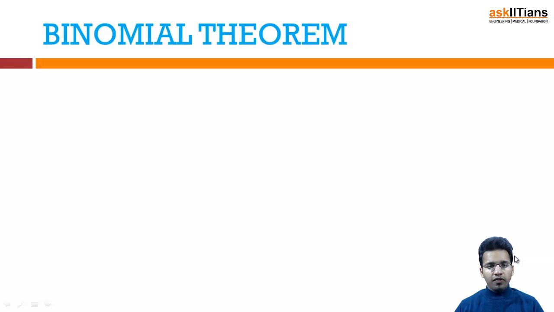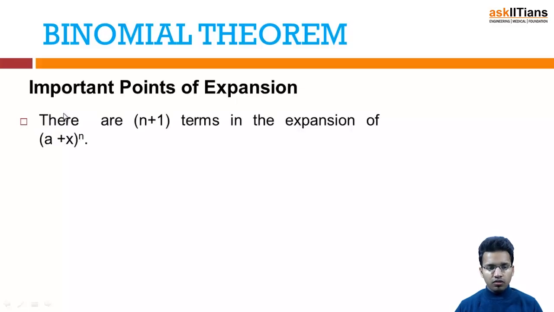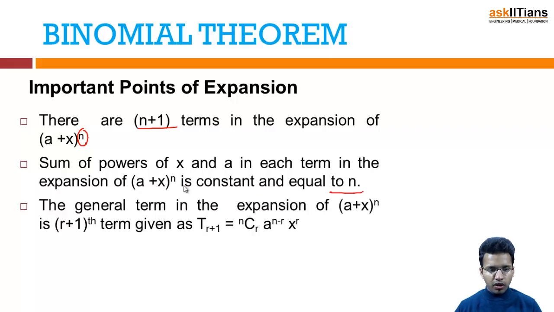Continuing from where we left in the last part, let's look at the results or important points which I mentioned in the last part also. So again, as said, there are n plus 1 terms if the index is n. Then the sum of the powers in each term is always equal to n. Again, a very important point. The general term, again, will be covered in more detail in the coming parts.